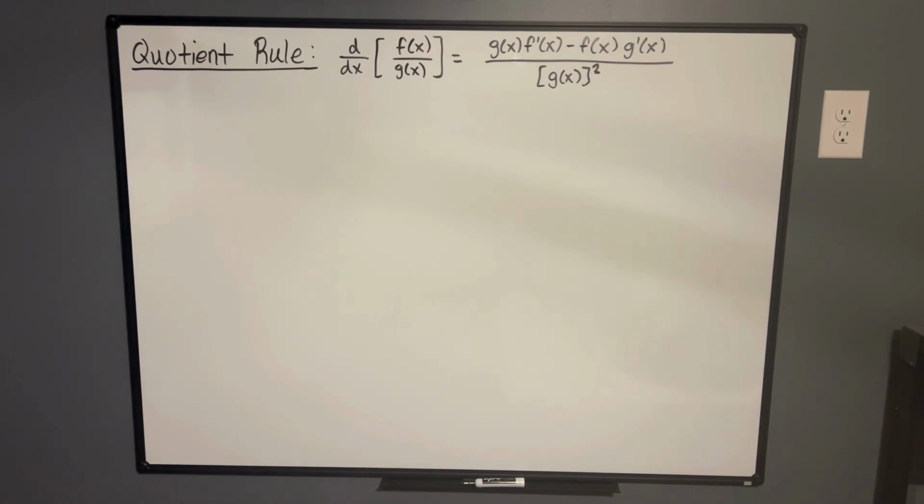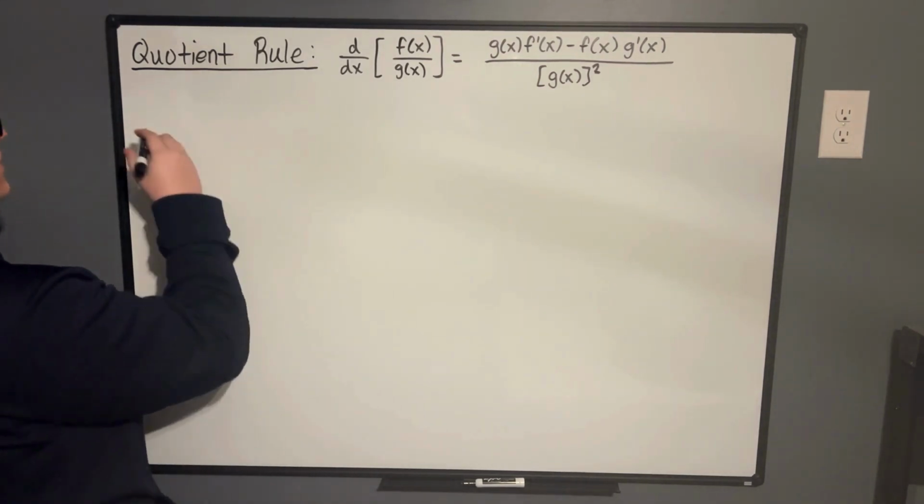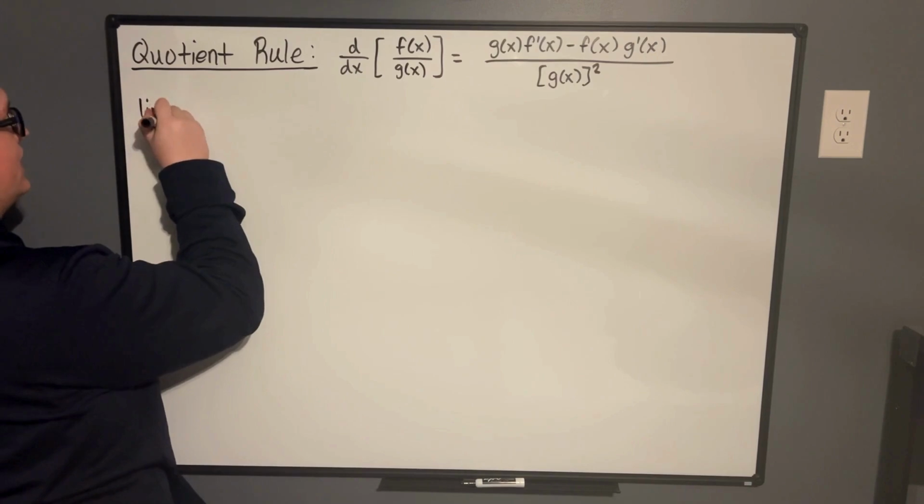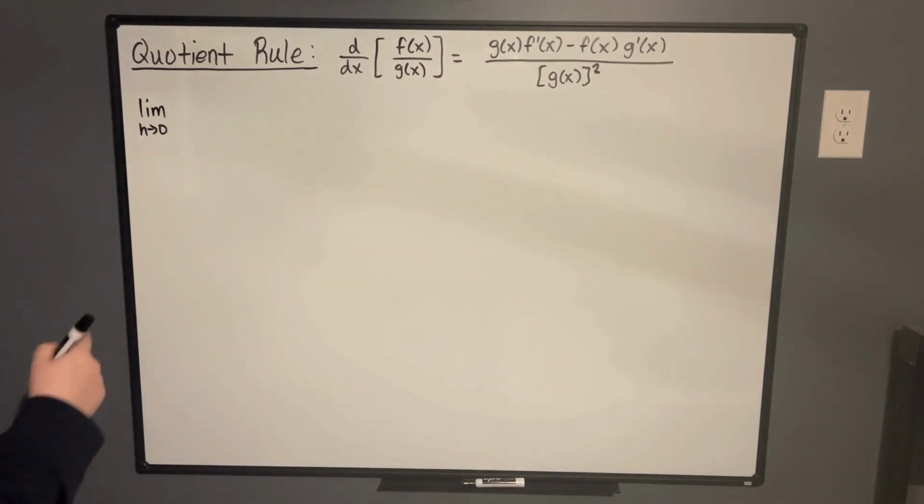Now, when we think about how we can prove the quotient rule, we have to go back to the definition of derivative, right? In any mathematical proof, you need to use definitions that you have. So when we look at the definition of a derivative, remember that's a limit. So we take the limit as h goes to 0, and then we have to do the difference quotient on the inside. So that's f of x plus h minus f of x all over h.